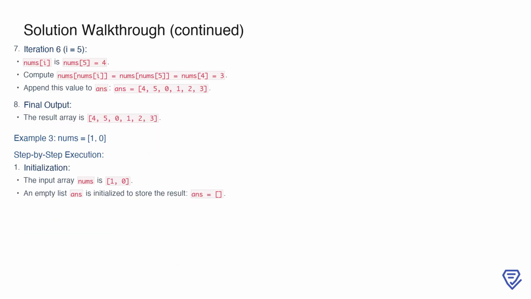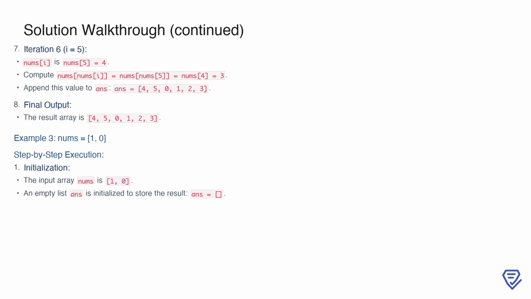At index i equals 5, nums[i] is 4. Computing nums[nums[i]] gives nums[4] equals 3. This value is added to ANS, resulting in [4, 5, 0, 1, 2, 3]. The final output for this example is therefore [4, 5, 0, 1, 2, 3].